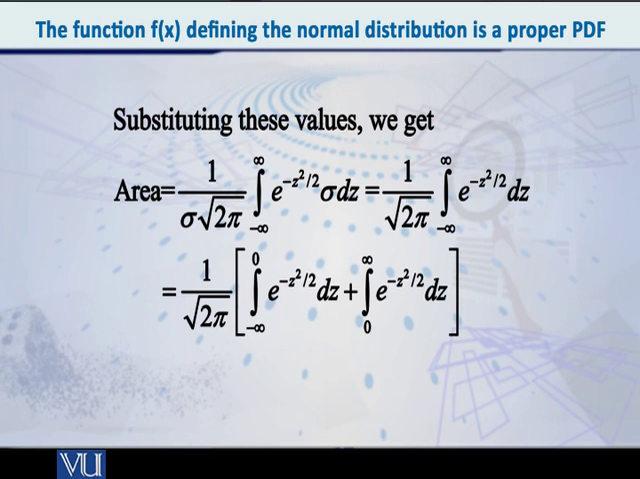अब इस इंटीग्रल को students, we will break it into two equal parts. So we can write it as follows. The area is equal to 1 over square root of 2 pi into the integral from minus infinity to 0 of e raised to minus z square over 2 plus the integral from 0 to infinity of e raised to minus z square over 2. ये जो breaking का process है, that is a simple process well known in calculus.